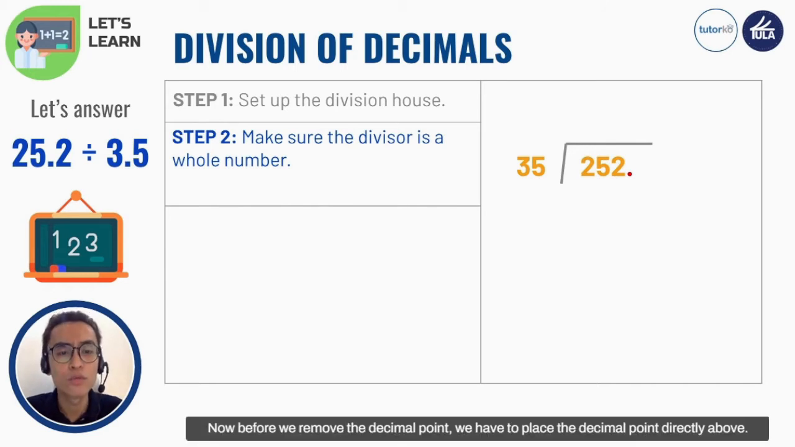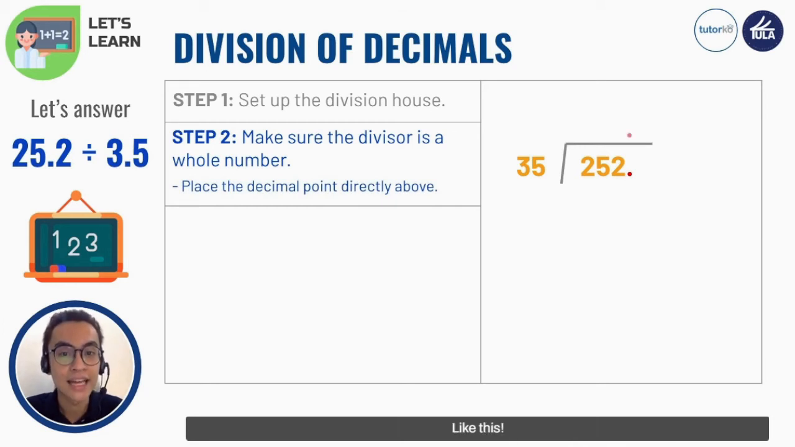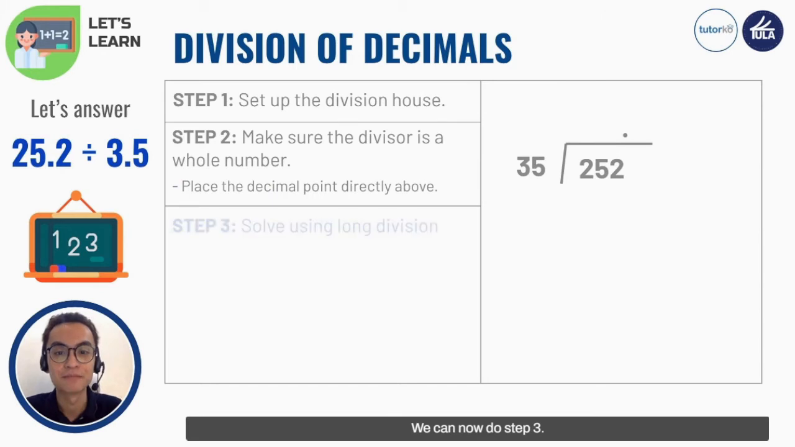Now, before we remove the decimal point, we have to place the decimal point directly above, like this. So we will put it here on top of the division house, aligned with the decimal point of the dividend. Now, we can remove the decimal point of our dividend. We can now do step 3.